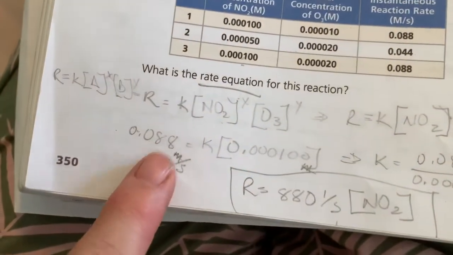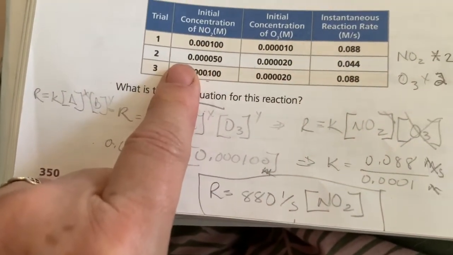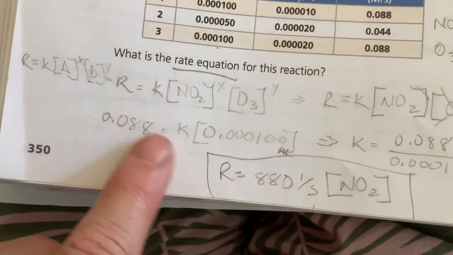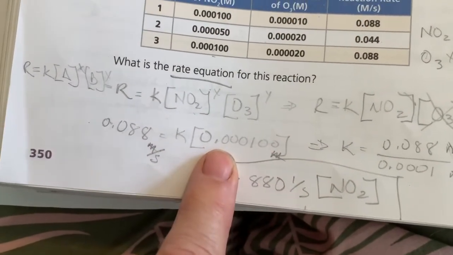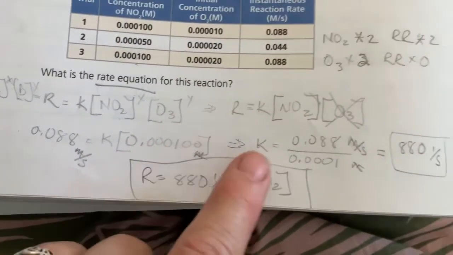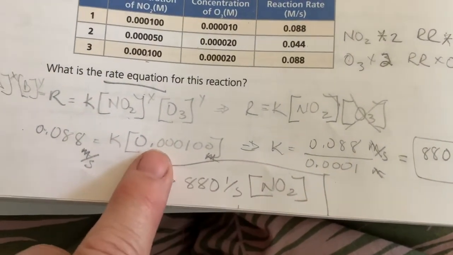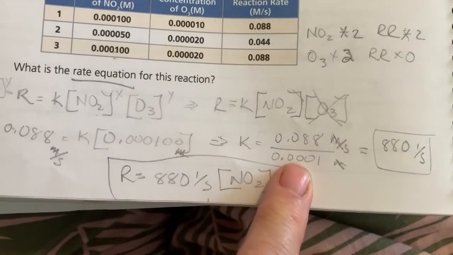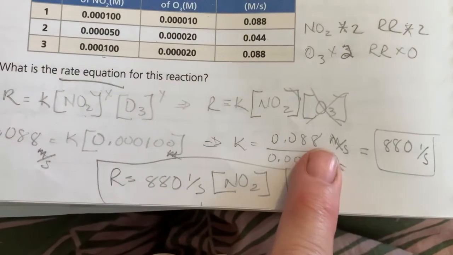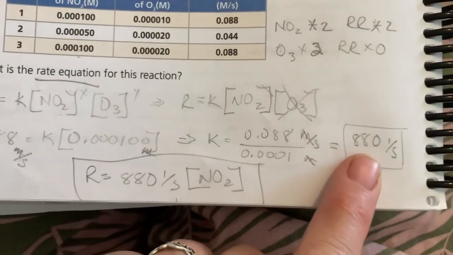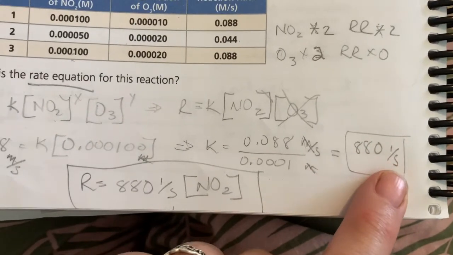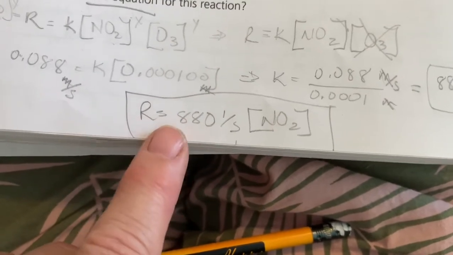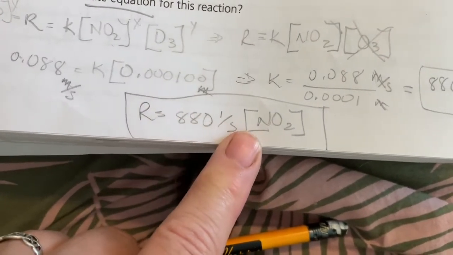So now I can fill it out using my chart, and I do the very first trial because it's easiest for me. So I fill in my reaction rate equals K and the concentration of NO2. Then I need to isolate for K, so I bring my concentration over to the reaction rate and cancel out whatever appropriate units there are, because I need to keep my math equal to my units as well, and I get 880 1 over S. And so my reaction rate formula is R equals 880 1 over S, times the concentration of NO2.